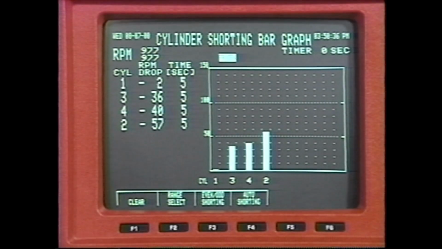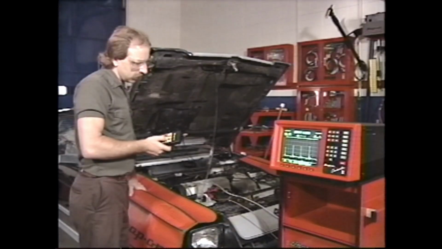Now let's see how the Counselor 2 screens can be used to diagnose a mechanical problem. A customer complains that the car is running rough. If you don't have the optional vacuum probe, go into the cylinder shorting bar graph. Cylinder number 1 is not contributing as much power as the other cylinders. The problem could be in the ignition, fuel, or mechanical parts.